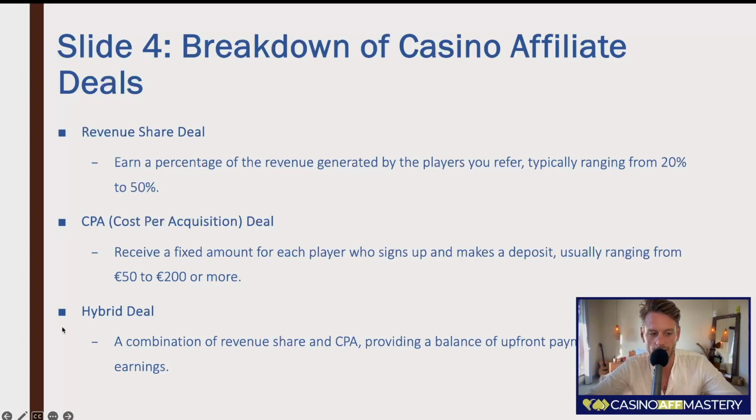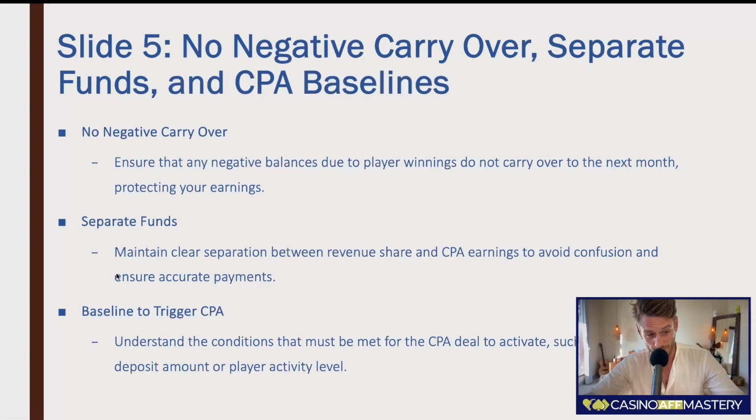The best one, I think, is the hybrid deal, where you can get a mix of both. For example, you can get 50% revenue share plus 50 euro per player that you send. I'm going to go through this a bit more soon.